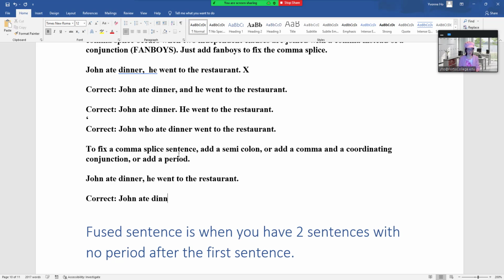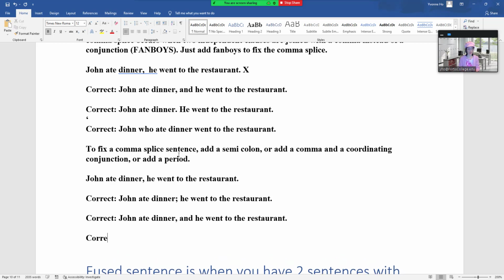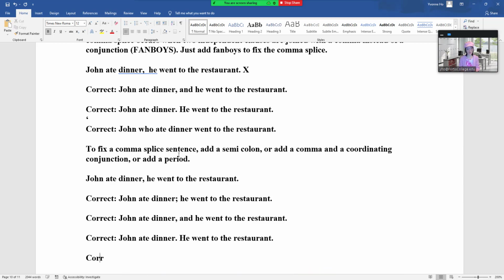Correct. "John ate dinner; he went to the restaurant." Correct. You can add a comma and a coordinating conjunction. "John ate dinner, and he went to the restaurant." Or, correct, "John ate dinner." Period. "He went to the restaurant."